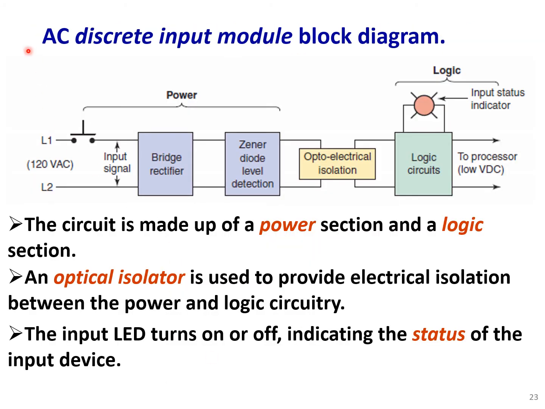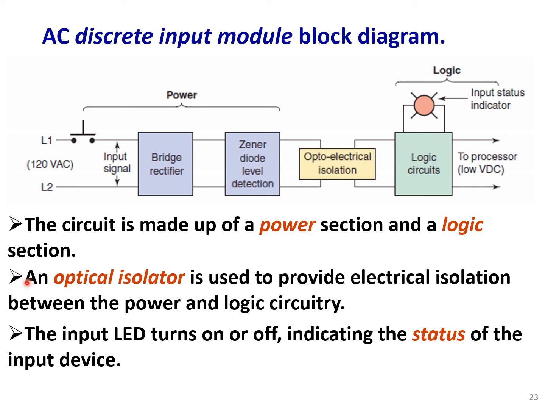A discrete input module block diagram. Here you could see the block diagram. The circuit is made up of a power section and a logic section. So here is the power section, and here we have our logic section. Okay, so here is our input module, explaining the different electronic sections of the module.